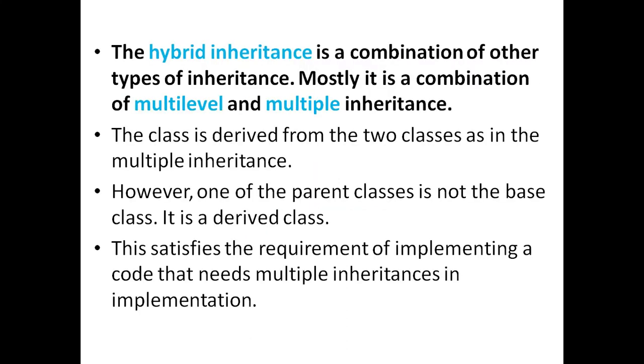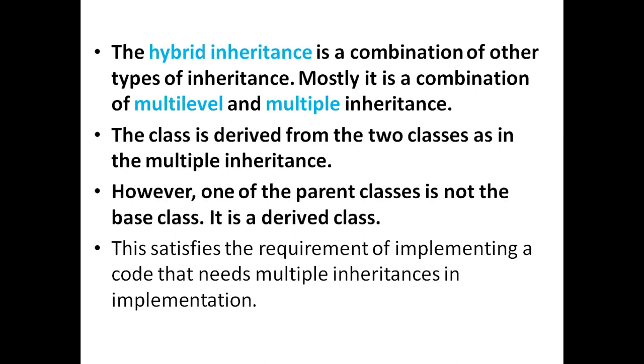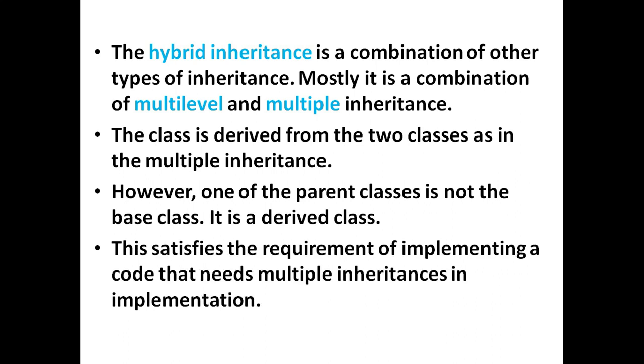Here we will see hybrid inheritance in Python. Hybrid inheritance is a combination of other types of inheritance. Mostly it is a combination of multi-level and multiple inheritance. Here the class is derived from two classes as in multiple inheritance. However, one of the parent classes is not the base class. It is a derived class, which satisfies the requirement of implementing code that needs multiple inheritances in implementation.